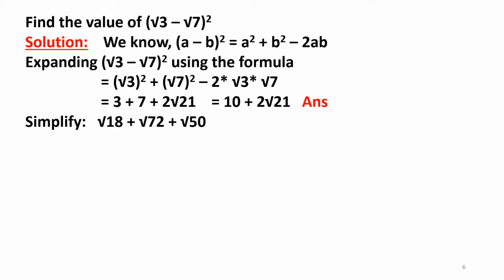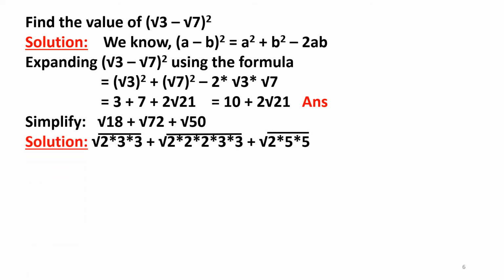Simplifying, root 18 plus root 72 plus root 50. We have to find the value of each first. Root 18. First we are going to factorize with small prime numbers. See how we have factorized. 18 is 2 into 3 into 3. 72 is 2 into 2 into 2 into 3 into 3. 50 is 2 into 5 into 5.